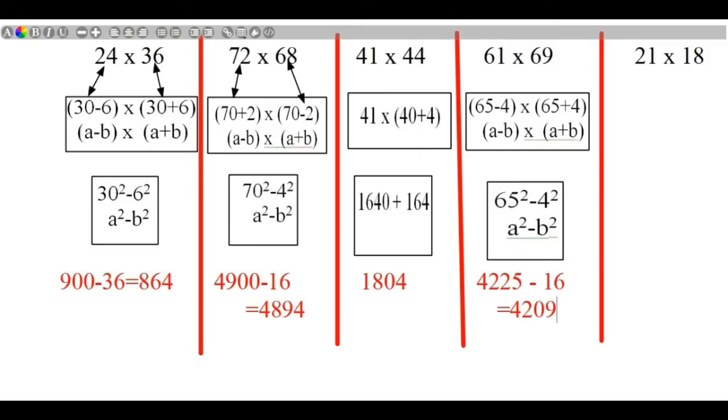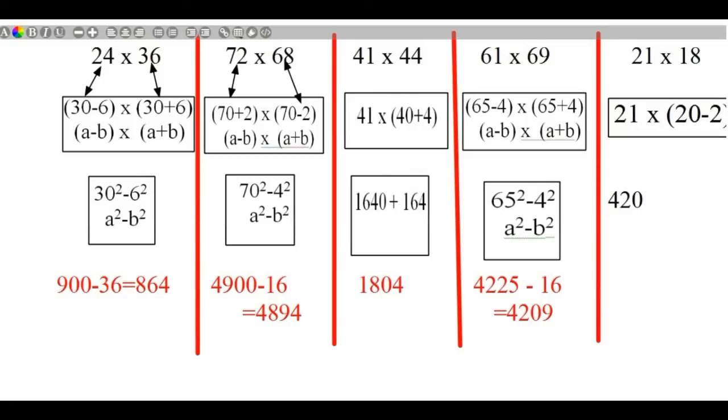And the last one here is 21 into 18. I can understand that (a+b)(a-b) is not applicable because the difference is 3, which is odd. So let's go for split and merge. 21 taken 20 times and minus 2 times. 21 into 20 is 420 and 21 into 2 is 42. 420 minus 42 equals 378.